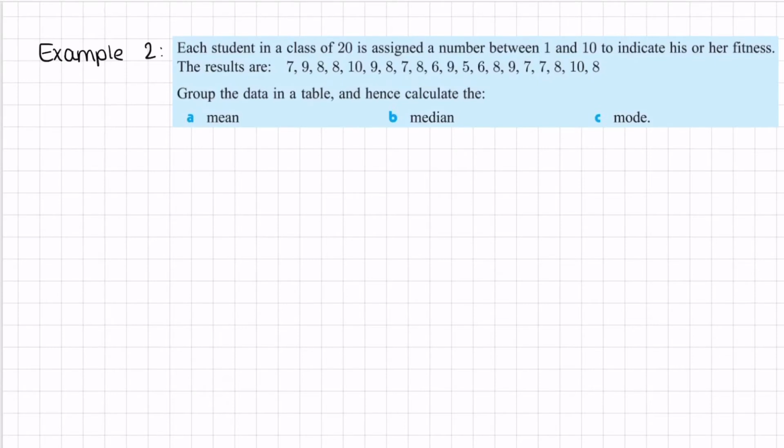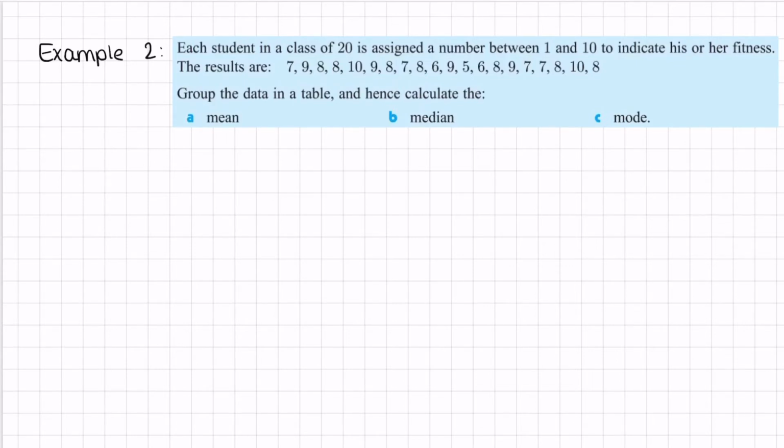Example 2, we've got each student in a class of 20 is assigned a number between 1 and 10 to indicate his or her fitness. The results are 7, 9, 8, 8, 10, 9, etc. Group the data in a table and then calculate the mean, median and mode. So it wants us to put the data into a table first and then go from there, and it'll be a frequency table, and then I can show you how to calculate your mean and median with that.